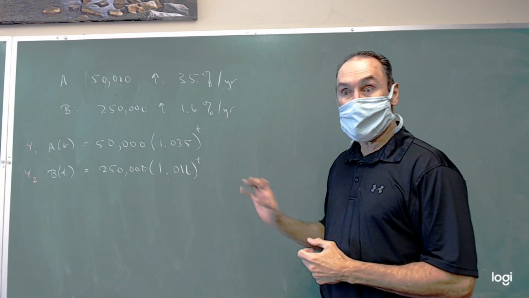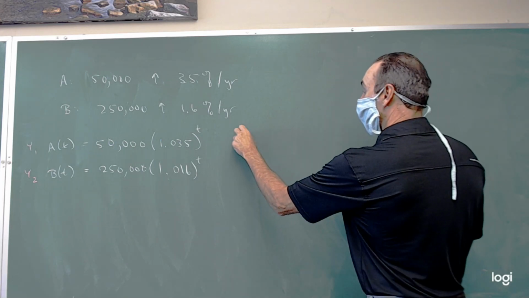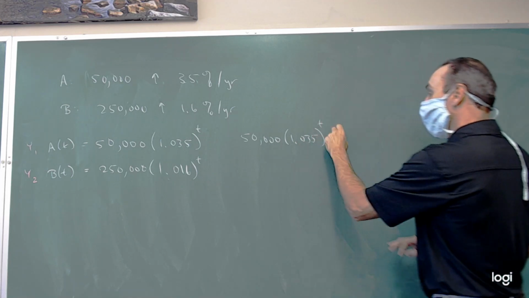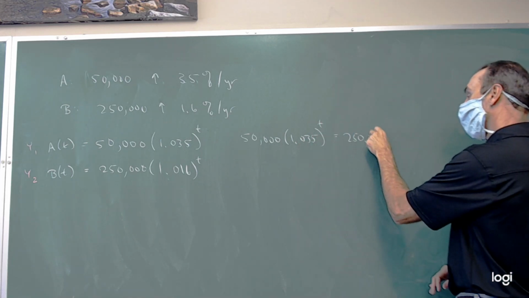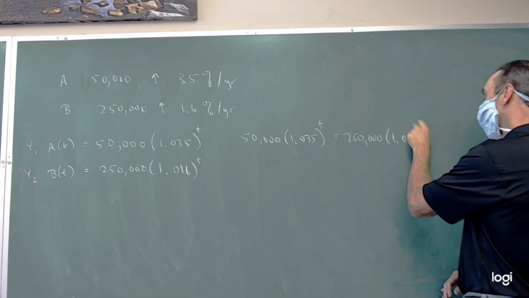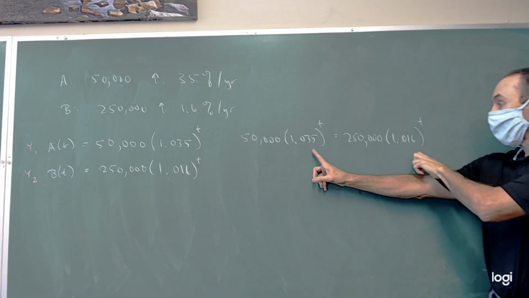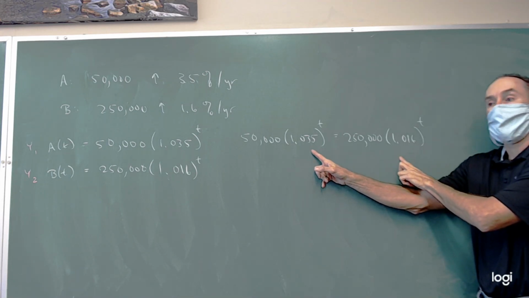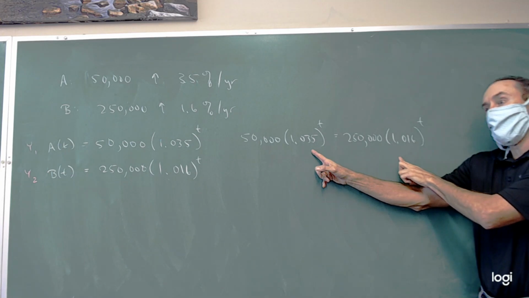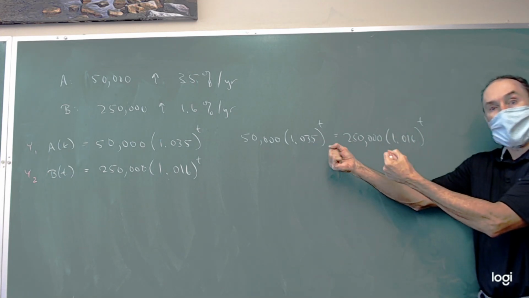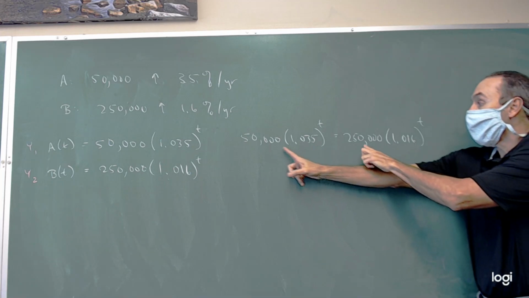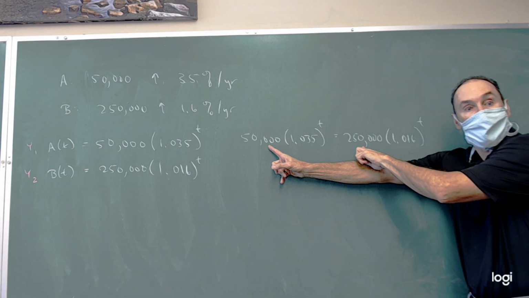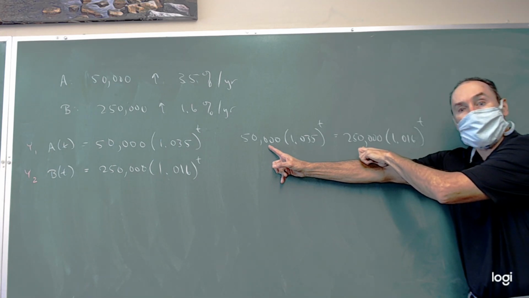Okay, so we're going to set these equal to each other. So I'm going to say 50,000 times 1.035 to the T is going to be 250,000 times 1.016 to the T. Now, the tricky part here is we have two exponentials, and they have different bases, so we're going to have to resolve that. So our strategy is going to be, we're going to move the exponentials to one side and the non-exponentials to the other side. And then we'll have to do some thinking about the property of exponents.